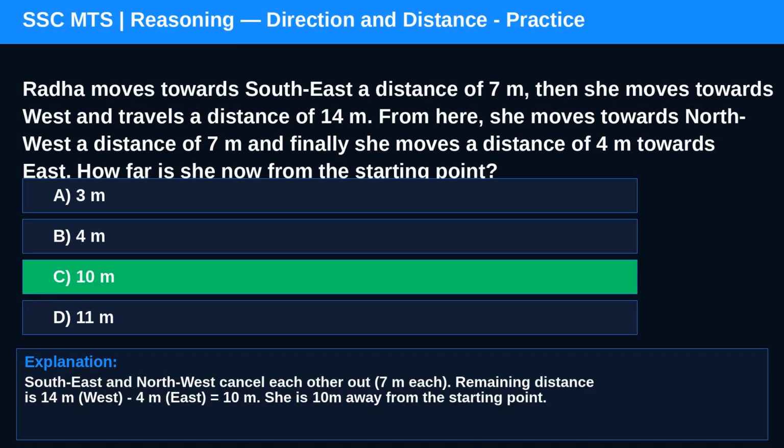Correct answer is C. Southeast and northwest cancel each other out, 7 m each. Remaining distance is 14 m west, 4 m east equals 10 m. She is 10 m away from the starting point.